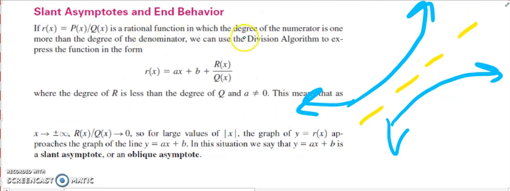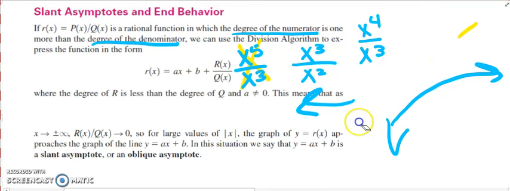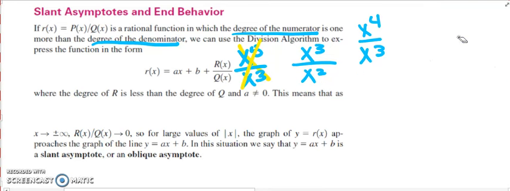it only happens when the degree of the numerator is 1 more than the degree of the denominator. So like if I have x cubed over x squared, or x to the 4th over x cubed, it will not happen because that's 2 degrees difference. Okay, so when I have 1 degree different, I can have a slant asymptote. This is when, of course, the numerator is bigger than the denominator, which gives you no horizontal asymptote.